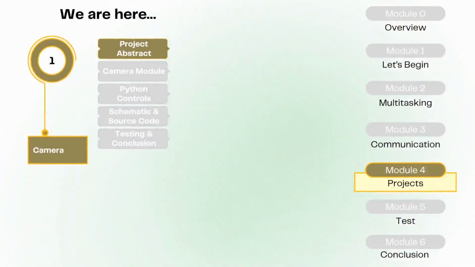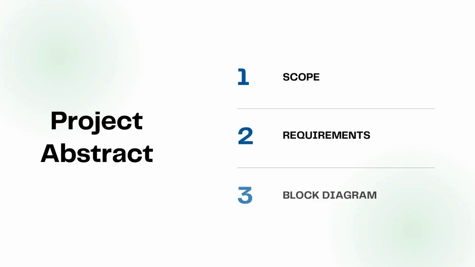This is where we currently are. So in this session, first we define the scope of the project. Next, we list out the requirements and features of the project. And finally, we draw a block diagram of the project. So let's begin.